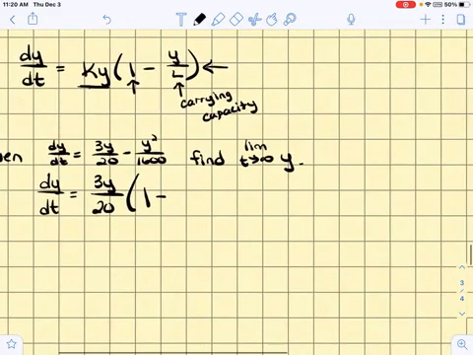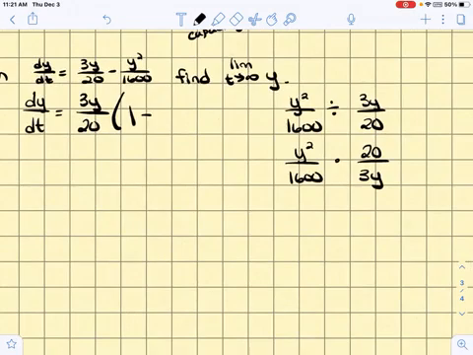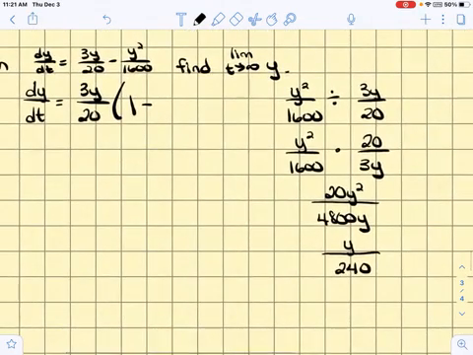Okay, so let's do that here on the side. I've got y squared over 1600, and I'm dividing out the 3y over 20. I'm dividing it out because if I were to distribute it back in, it would be multiplication. So we're going to say y squared over 1600 times 20 over 3y. If I combine those two together, I get 20y squared over 4800y. The y's will reduce, so I've got just one y left on the top. 20 over 4800 reduces to 240. So I can now put this back in here. I can say that it's y over 240.